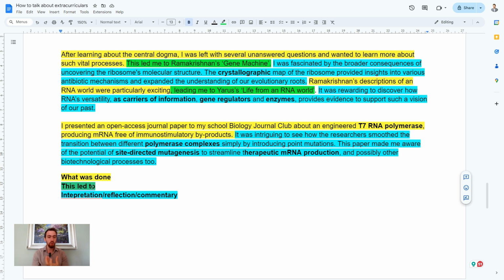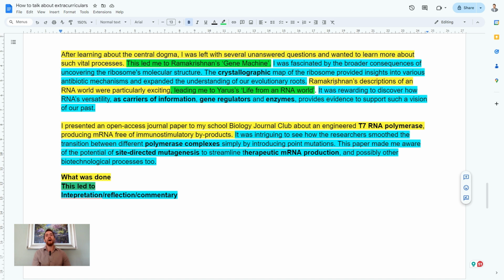What should stand out to you is that most of the paragraph is dedicated to interpretation, reflection, or commentary. Okay, like I said, the personal statement is not a CV where you list bullet points trying to show off. It's more about reflecting on the activities you did and why they reaffirmed your commitment, your passion to your subject.